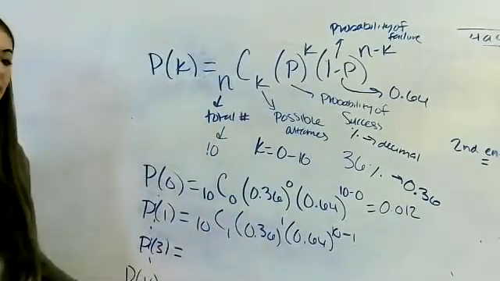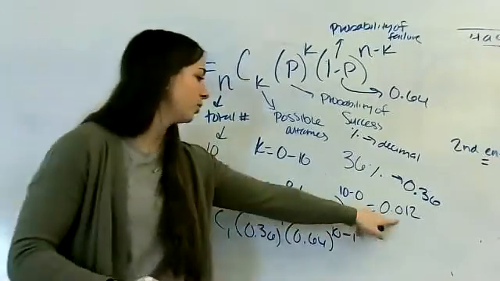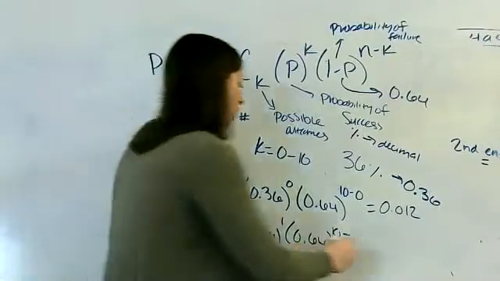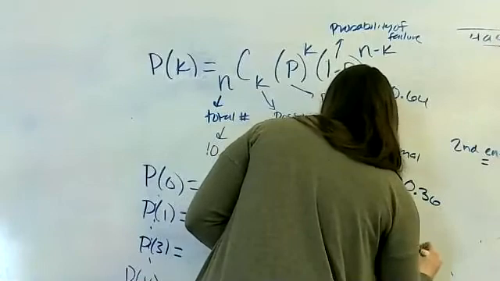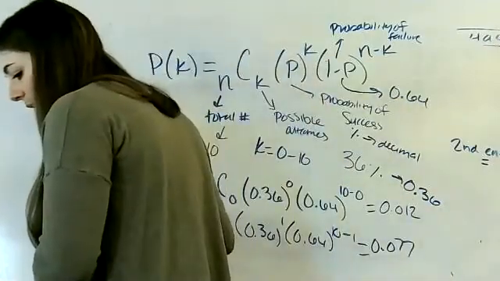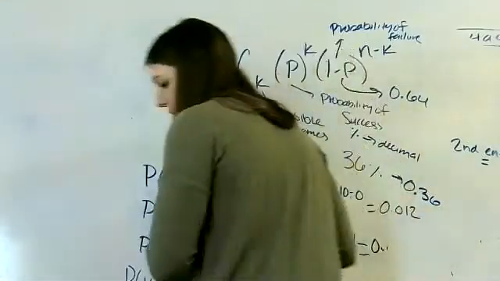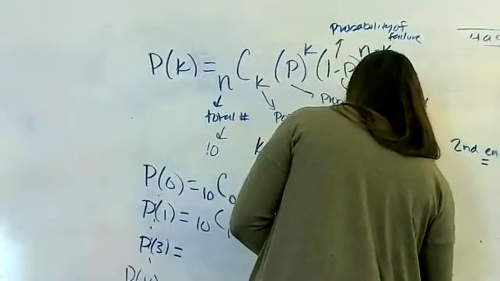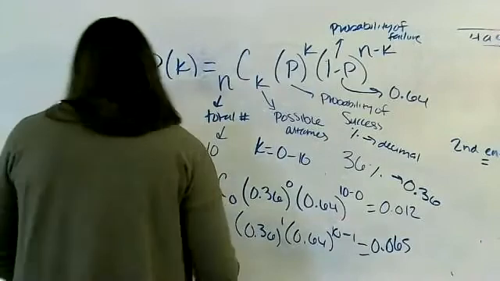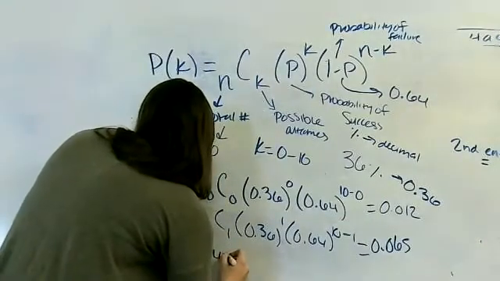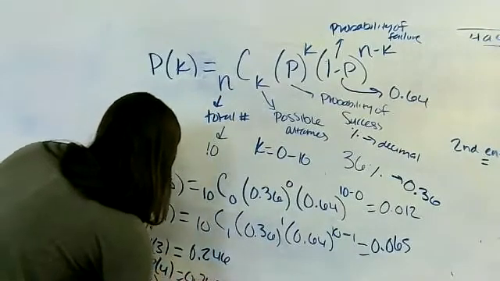So if 3 was our highest, and I should mention this on the quiz, I don't need you writing this whole thing out. I need you saying P of 0 equaled this. P of 1 equaled 0.077. P of 2 was 0.65. P of 3, though, equaled 0.246. And P of 4 was 0.242.